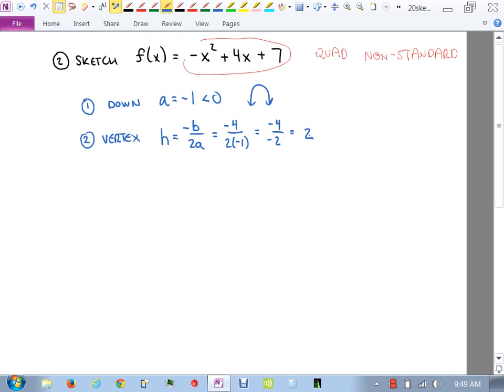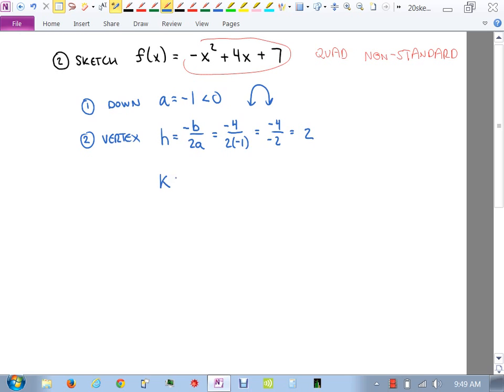Now, I do promise you on the test that your vertex will be at an integer. I think I may have given you a problem to do on your own where the vertex was a decimal, or maybe a fraction. I'll make sure that they're nice integers for the vertex. Can't promise you the same thing for the x-intercepts.